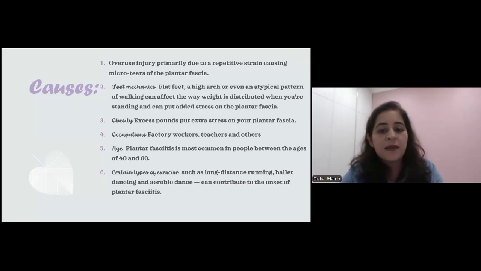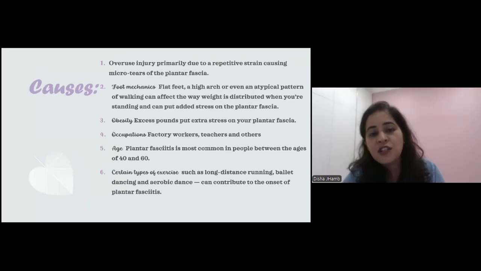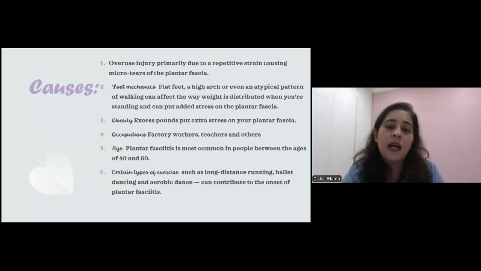In the same way, obesity. When a person has more weight, of course the loading of the plantar fascia is much more, and that puts extra stress on the plantar fascia, leading to plantar fasciitis. Occupations such as factory workers and teachers, because their working hours are such that they have to stand for a very prolonged period of time, put the plantar fascia under a lot of strain, causing this pain.